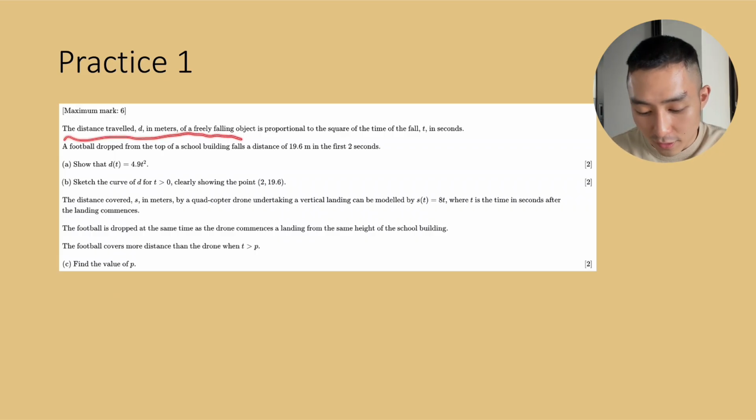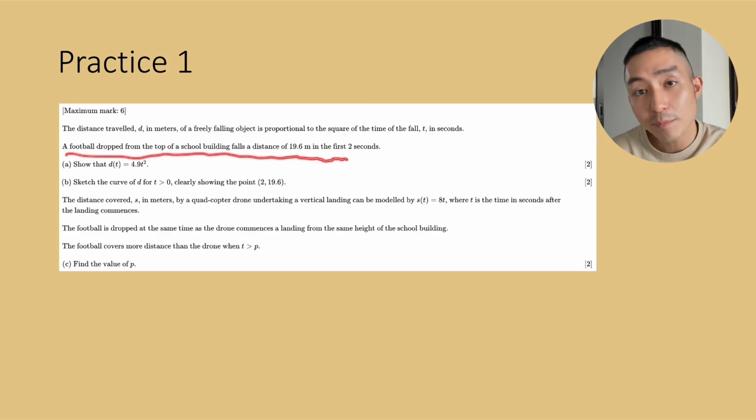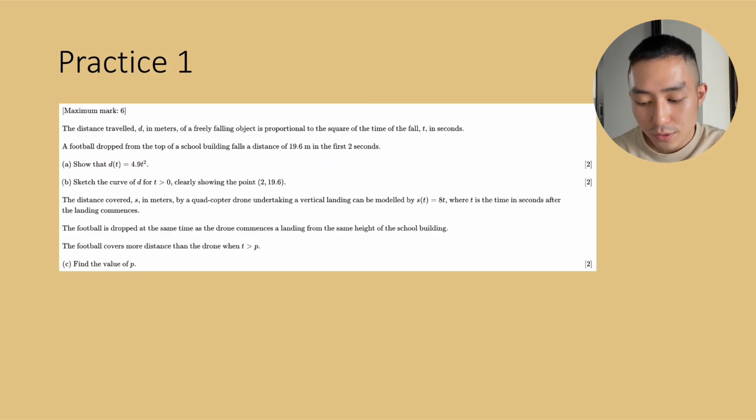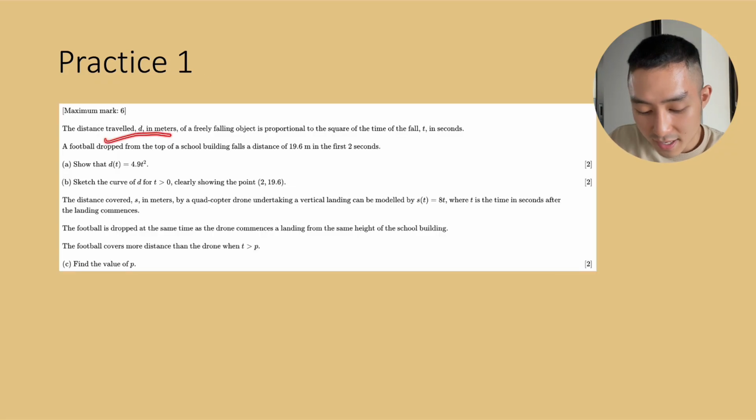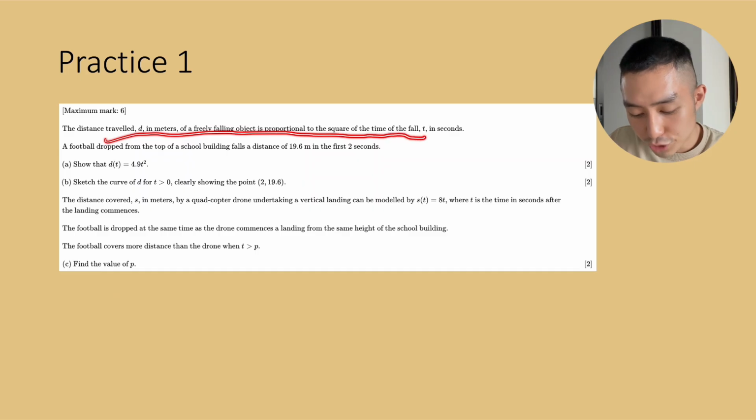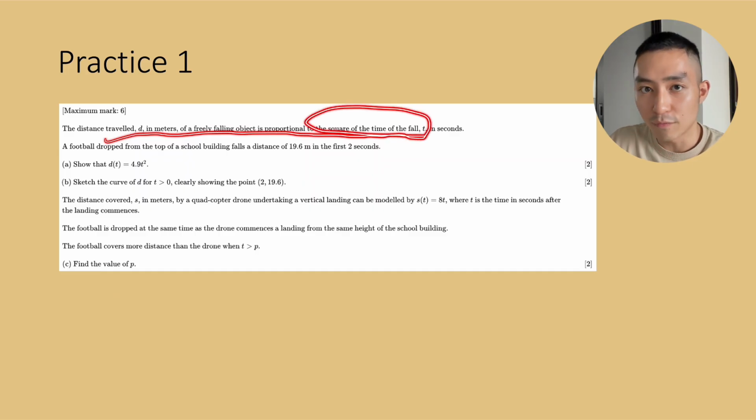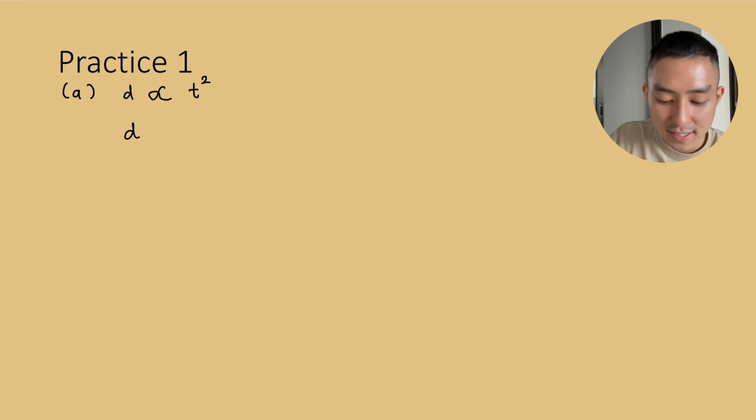The distance traveled by a freely falling object is proportional to the square of the time of fall in seconds. A football dropped from the top of a school building falls a distance of 19.6 meters in the first 2 seconds. Now we need to show that d(t) is 4.9 multiplied by t squared. From the question, d is directly proportional to the time squared, as the statement says: proportional to the square of the time of the fall. So the equation is d equals k t squared.